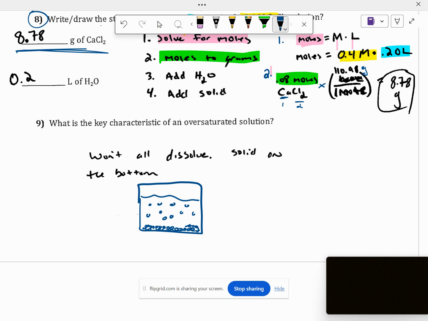Just rate your score on 9. Do your best to infer on those other questions. Rate your score on a 9. I'll take a look at them tomorrow. Okay.